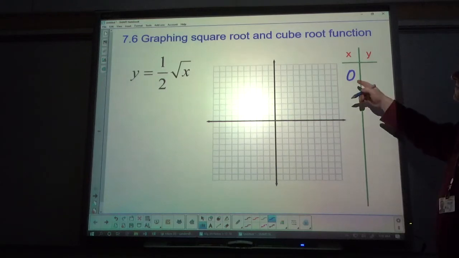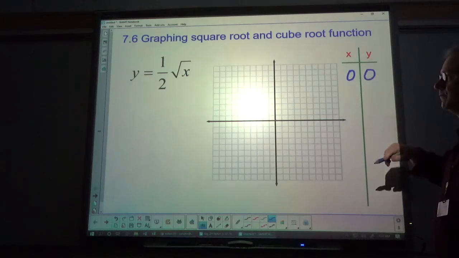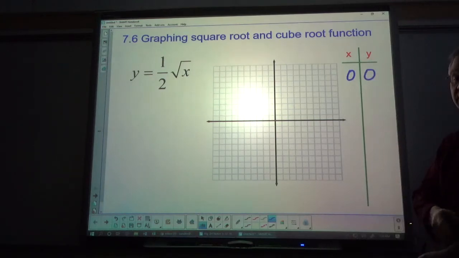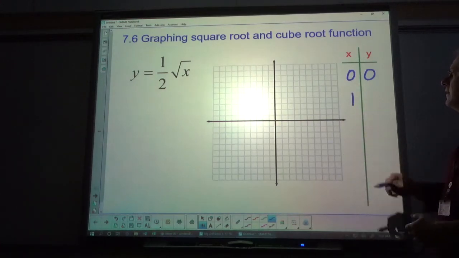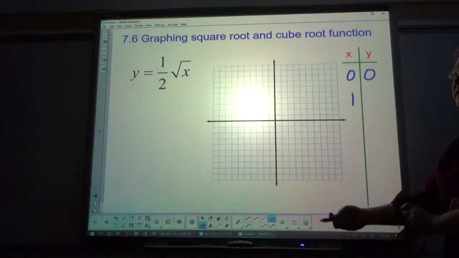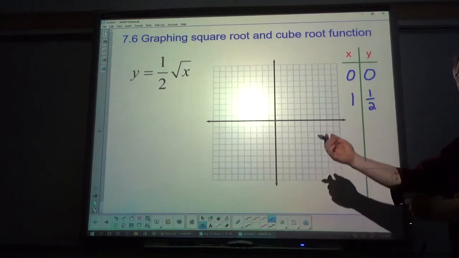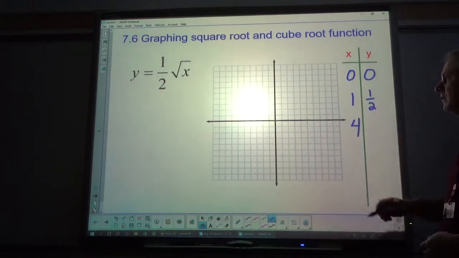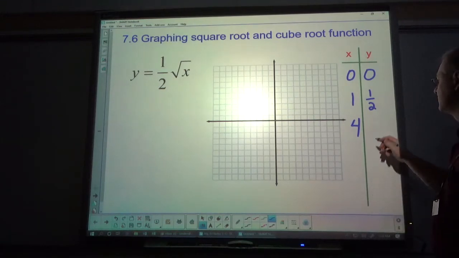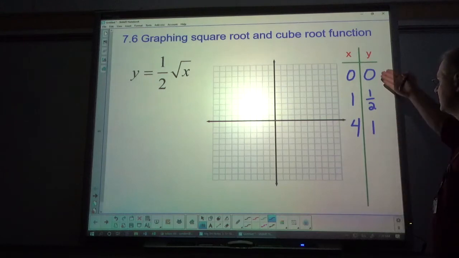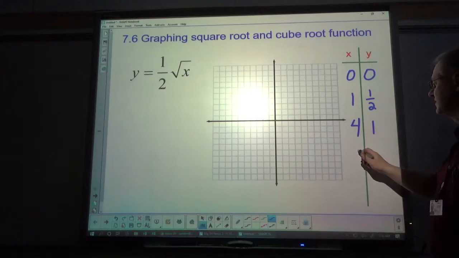So if I put 0 in, square root of 0 is 0 times a half is 0. The next perfect square is 1. So if I put 1 in, the square root of 1 is 1 times a half is 1/2. I'm going to keep going. 4 is the next perfect square. So if I put 4 in, square root of 4 is 2 times a half is 1. Notice this side is going progressively up by a half. Let's see if it continues.